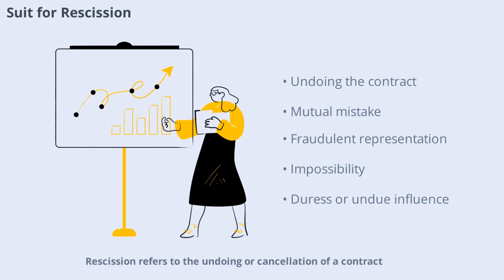Rescission refers to the undoing or cancellation of a contract. When a breach is substantial enough to defeat the contract's purpose, the aggrieved party may seek formal rescission through the court. Reasons for rescission include innocent or fraudulent representation, mutual mistake, lack of capacity, impossibility, duress, or undue influence. Rescission frees the party from their obligations and restores their rights, ensuring fairness in contractual relationships.